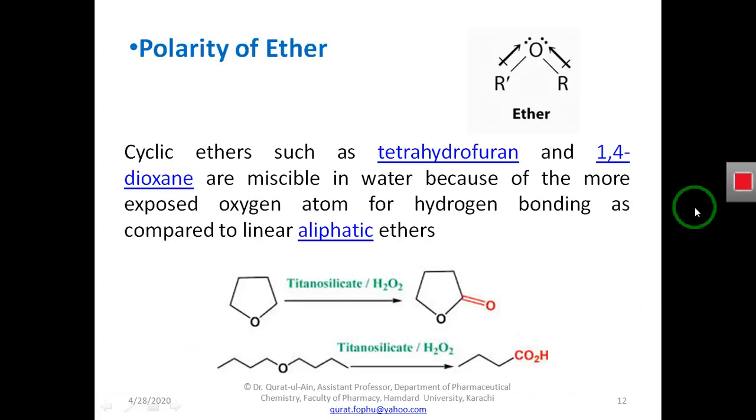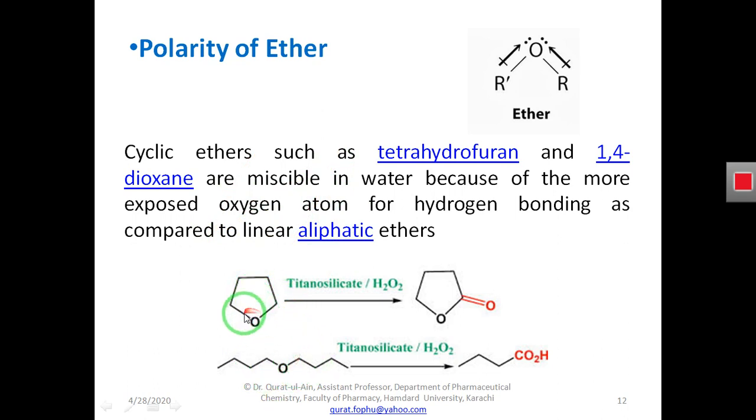Now we will talk about the polarity of ethers. So ethers are polar molecules because of this lone pair of electrons on the oxygen atom. However, ethers present in cyclic form are more miscible in water as compared to the ethers that are present in aliphatic chain form. So the question is, why is the cyclic form of ether like tetrahydrofuran more miscible in water as compared to the linear aliphatic form?